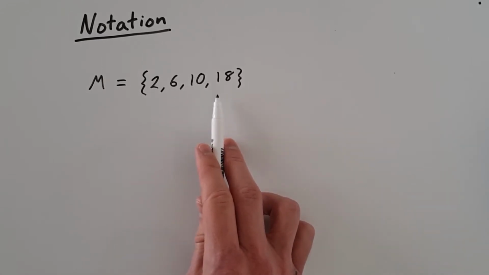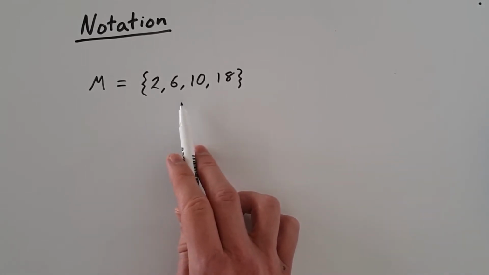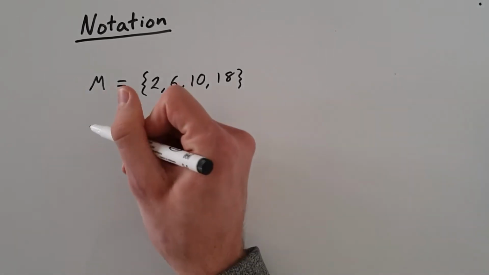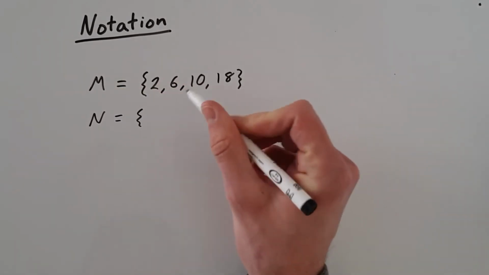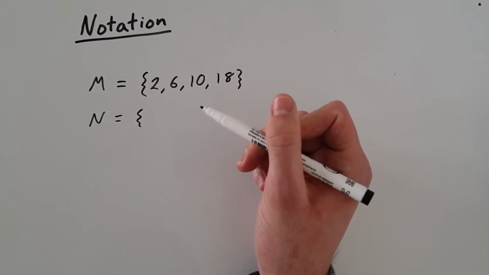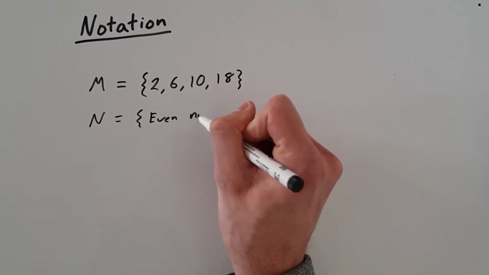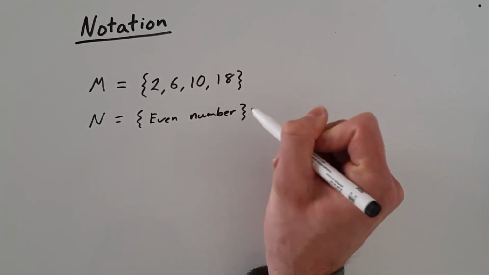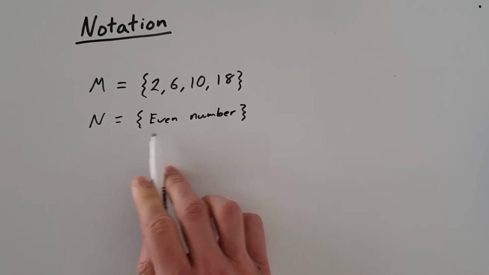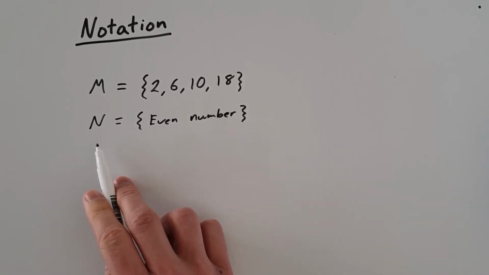But we can also have words that make up our set, or help tell us what is in our set. So if we had another set, let's call it N, in this one we could have, say, all the even numbers. In this case, we can write even numbers, and that can be our set. So all the even numbers is what makes up our set N.